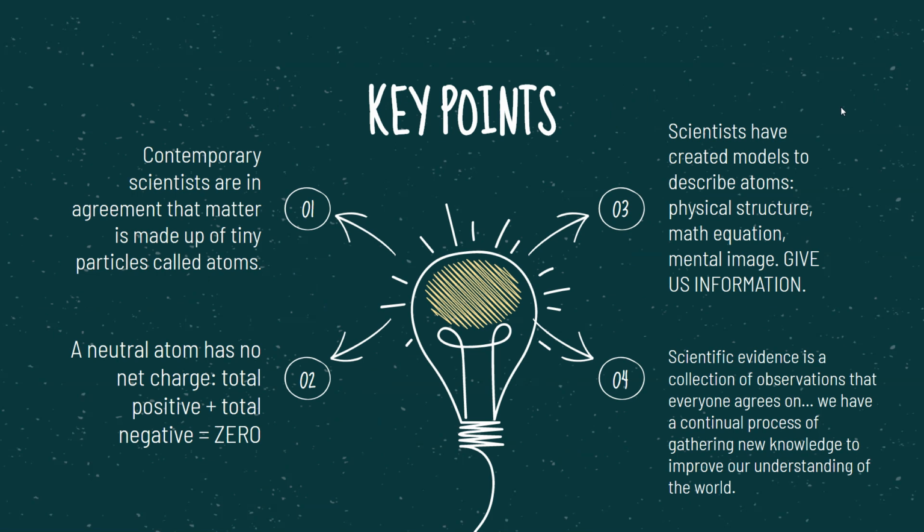All right, so let's look at some key points here going along with this atomic theory. Contemporary scientists are in agreement that matter is made up of tiny particles called atoms. They're also in agreement about the basic structure of an atom. They know that there is a tiny dense nucleus in the center of the atom. While it occupies a tiny space within the atom, the nucleus accounts for over 99% of the mass of the atom. The nucleus contains positively charged particles called protons and neutrally charged particles called neutrons. Negatively charged electrons are located around the nucleus.